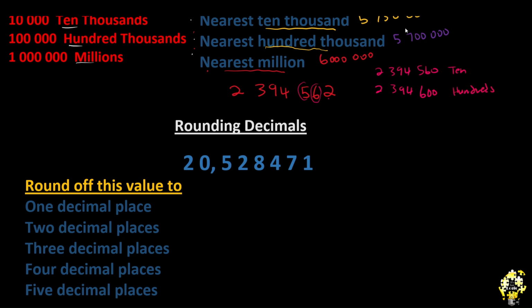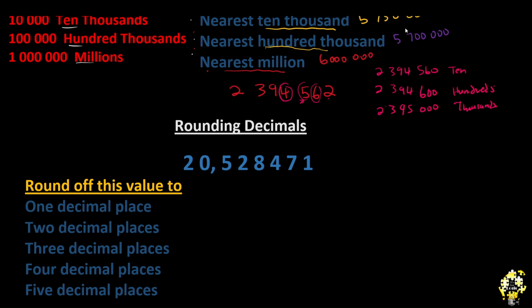Now, to the nearest 1,000, who is the target? It's this guy here. Who is the right neighbor? It's this guy here. It falls under round up. It says we must add 1 here. So it's going to be 2,395,000. This was to the nearest thousands.